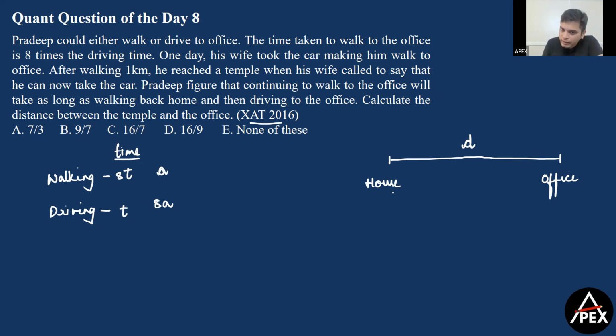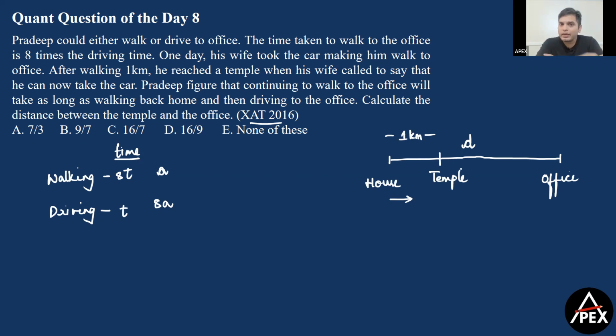Now, one day his wife took the car, making him walk to office. So he started walking to office from his house. Now, after walking for 1 kilometer, he reached a temple. So he walked for 1 kilometer. So this distance is 1 kilometer where he reached a temple. Now, his wife called to say that he can now take the car.